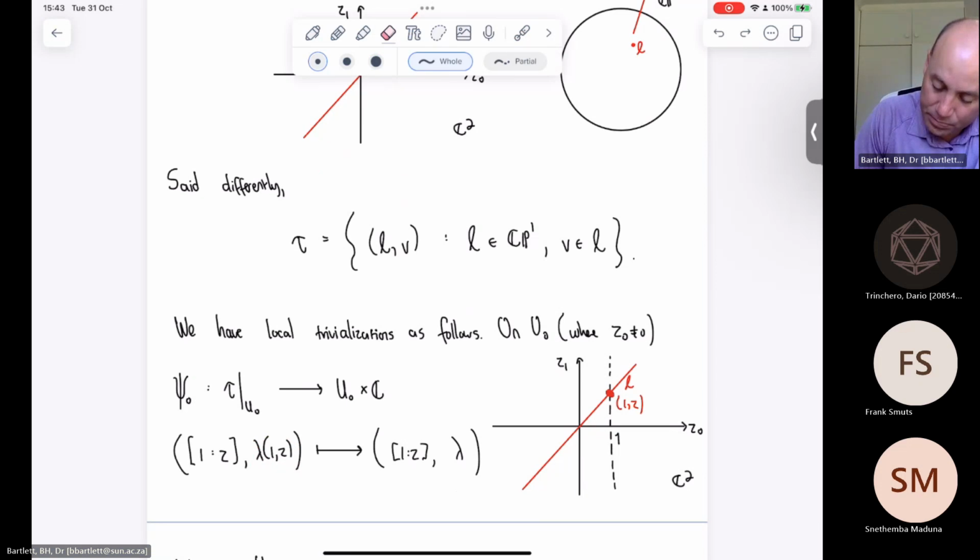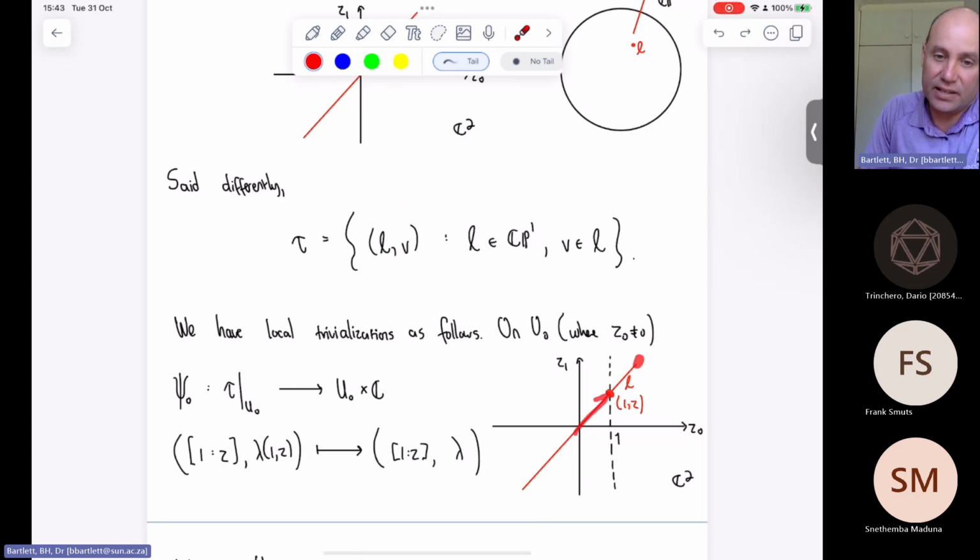In the picture here, I'm living over the open set where Z0 is not zero. So in homogeneous coordinates, I can always make it 1. So I'm living over here. Now someone gives me a line L. I can always take this particular point, (1, z), so it's 1 across and z up. (1, z) is a particular point in that line. And there's lots of points in this line. That's another point, and this is another point. But I'm speaking about this particular point. And any vector in this line is a multiple of this one, so any vector can be written as lambda times this. That's all I'm saying here. And then what I'm going to do is just extract out that lambda. That's how I'm going to get this local trivialization.